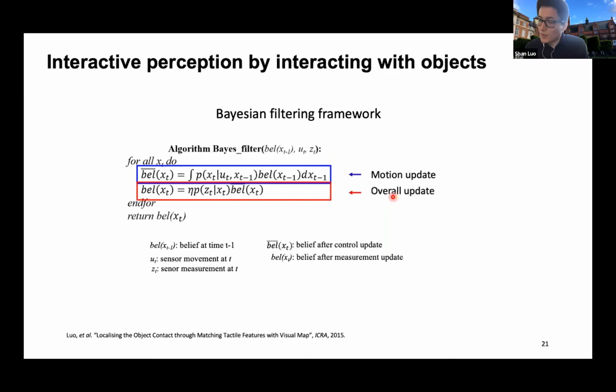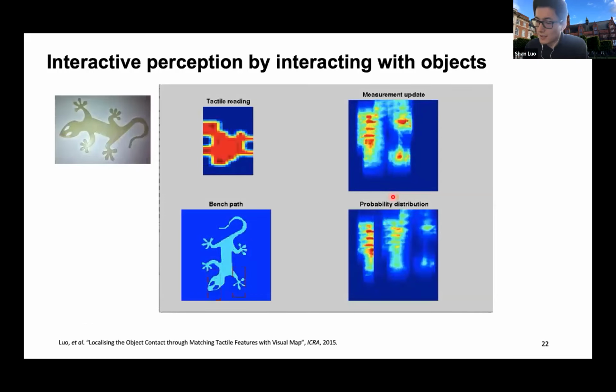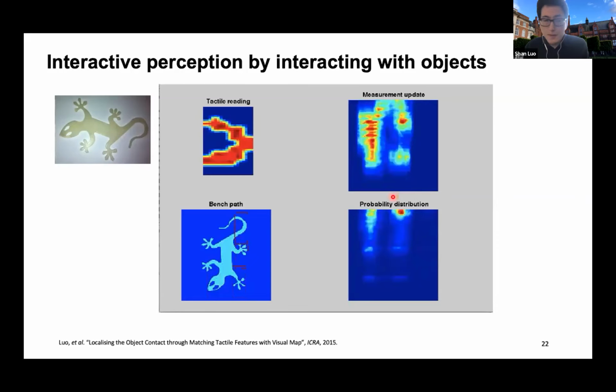Here we use Bayesian filtering to determine where we are touching on the objects. Here are some results we have got for localizing the contact on these objects. As we move on these objects, we collect the tactile data and compare it against the global image, and we can localize the contact.